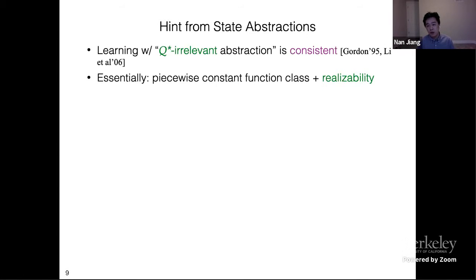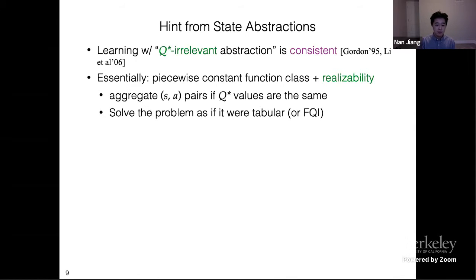Okay, so we take the hint from a very important old school idea, and I think it's very underappreciated, from the state abstraction or state aggregation literature. It turns out that there's this classical result that tells us learning with Q star relevant abstractions is consistent. And what do I mean by that? Well, translating into the language of function space, it basically says that if your function space for representing Q star is not only realizable, but it's also piecewise constant, then we're in good shape. We don't need any other assumptions.